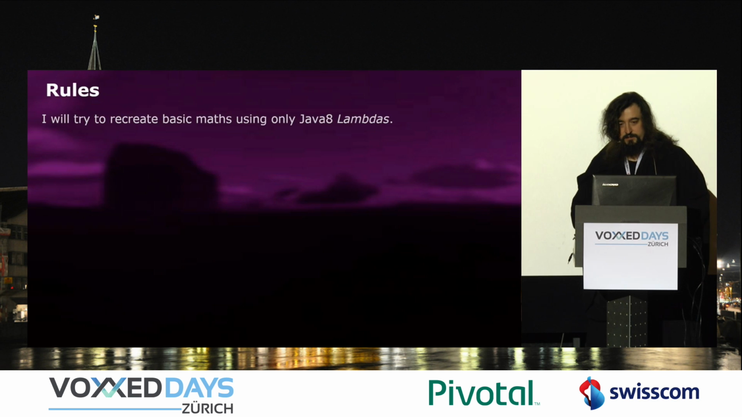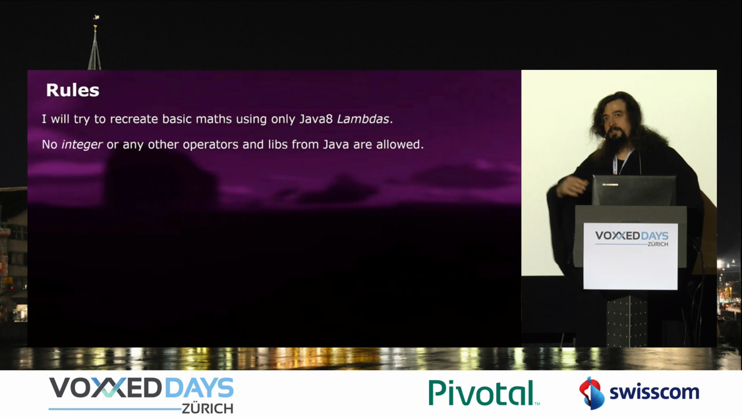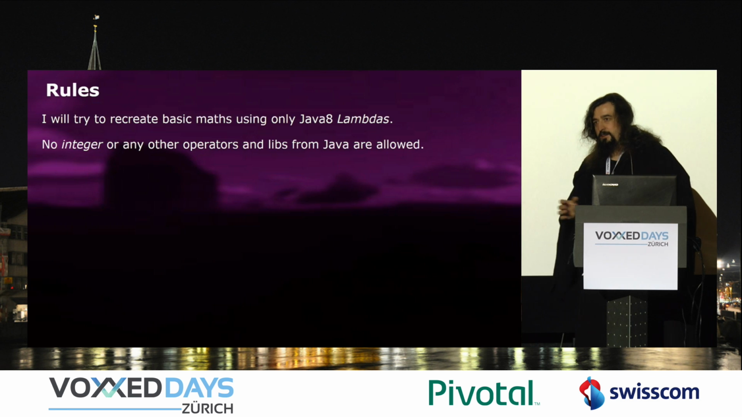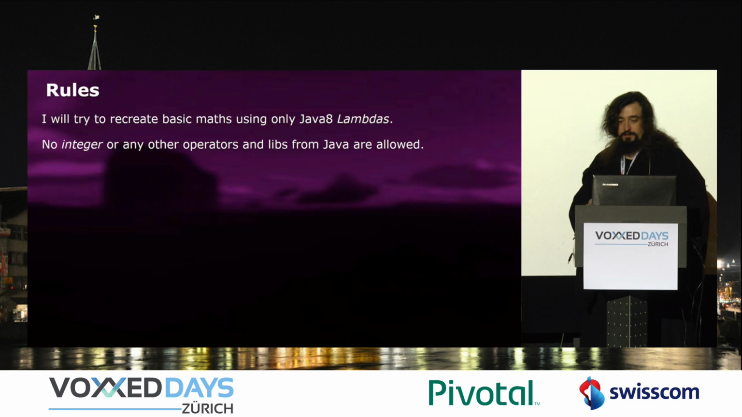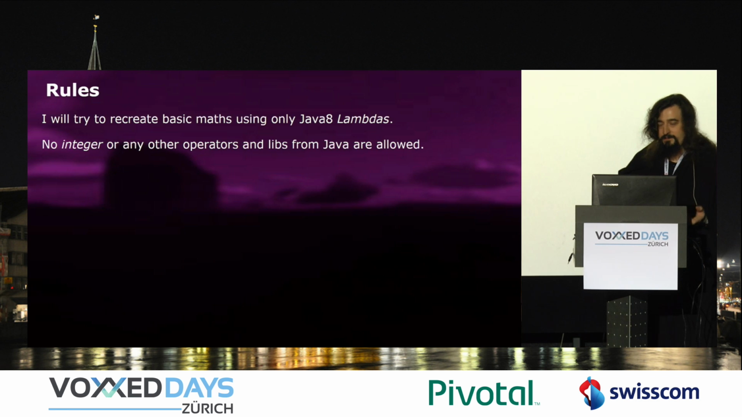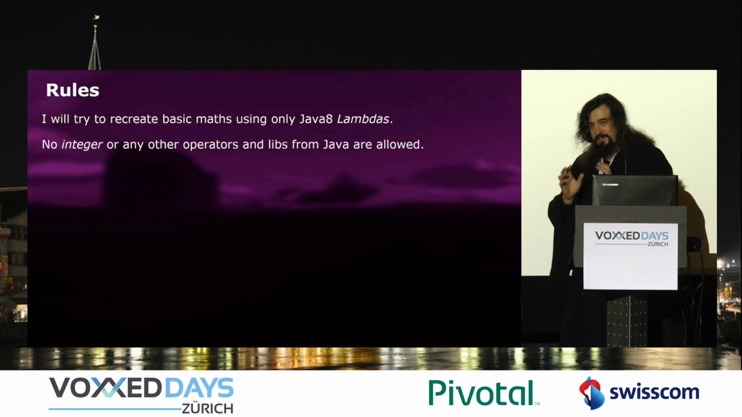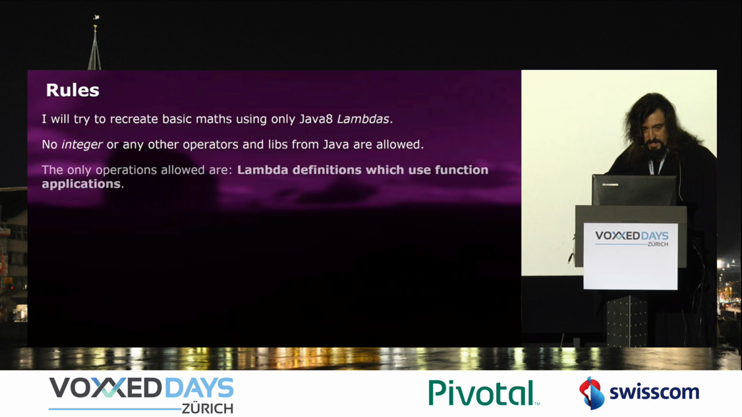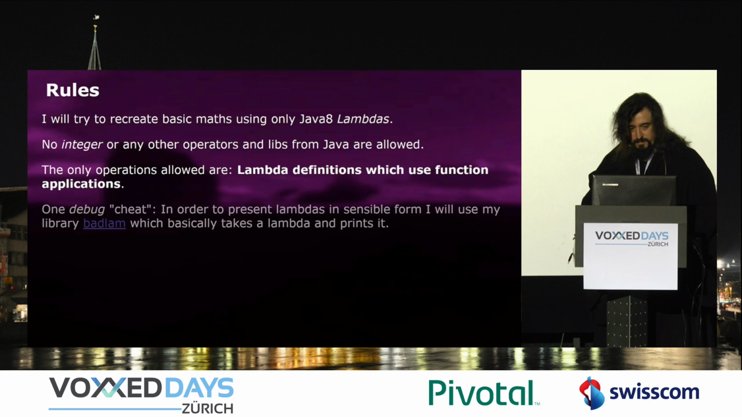So in fact, I have only two operations that I allowed. One operation is to define a lambda, and inside of the body of the lambda, of this function, I can create other lambdas or apply functions to these lambdas. So now, no real mathematics, no real CPU usage as we know it from Java with integers, whatever, just pure lambda. We'll see what happens. The lambda definitions with application.